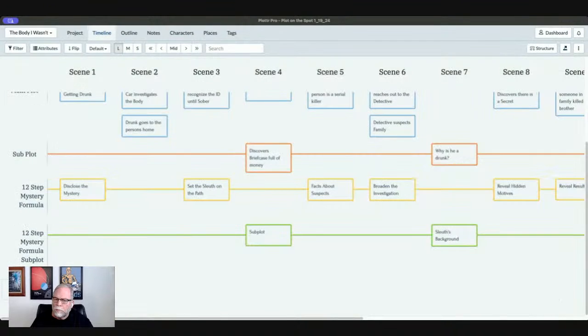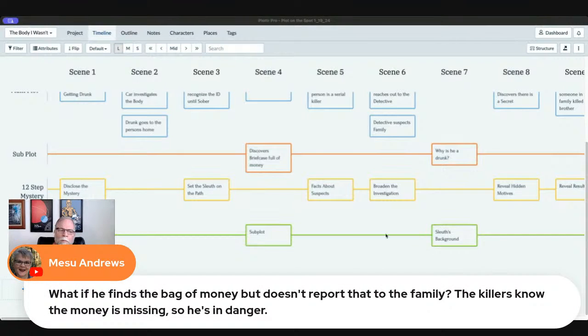Right? So we've come up with some ideas, right, of what could be happening here. The car was reported stolen by Victoria. Now, what if he finds a bag of money, doesn't report that to the family? The killers know the money is missing, so he's in danger. That's actually good because that adds something to the climax, right?